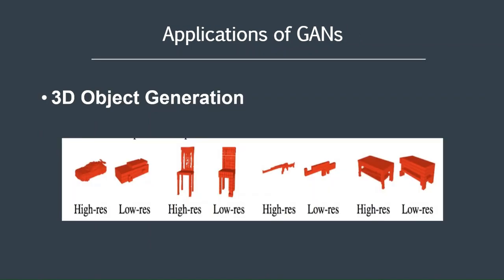The last one is 3D object generation. GANs are used to create 3D models or objects. We provide some objects as input and GANs generate three-dimensional representations of objects with realistic shapes and textures.